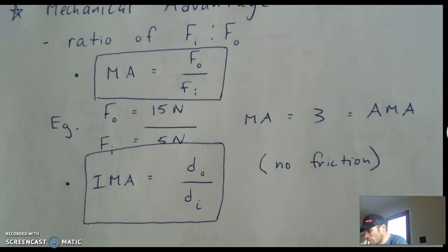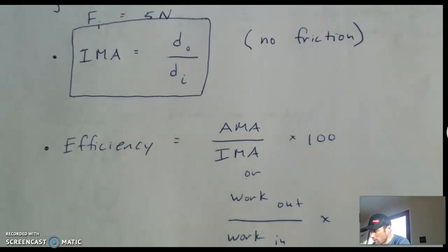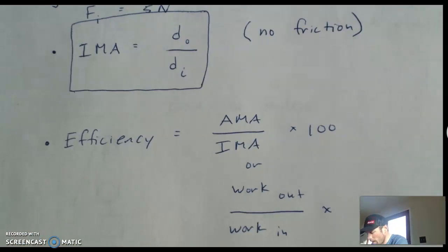And that'll give you a number very similar to the actual mechanical advantage, but oftentimes it'll be just a little bit more because there's no friction involved. And if we ever want to look at what the efficiency of the machine is, we'll just look at the ratio of the actual mechanical advantage to the ideal and multiply that by 100%. So oftentimes our actual is going to be slightly less than our ideal because of friction.